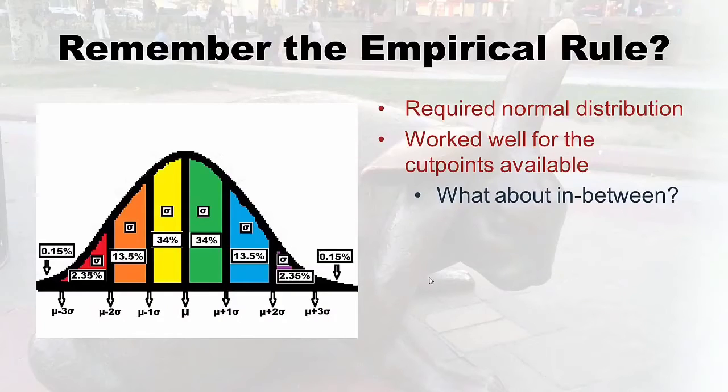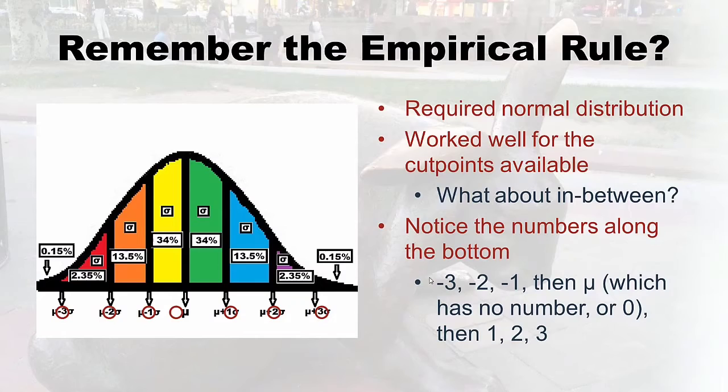So remember the empirical rule. Remember how it required a normal distribution. Well, that worked well for the cut points available, right? Like mu plus or minus 1 standard deviation, mu plus or minus 2 standard deviations. If we asked questions that were right on those cut points, we had good answers. But what about in between those cut points?